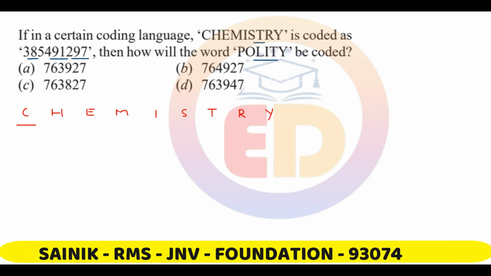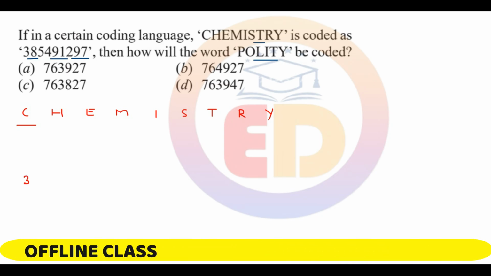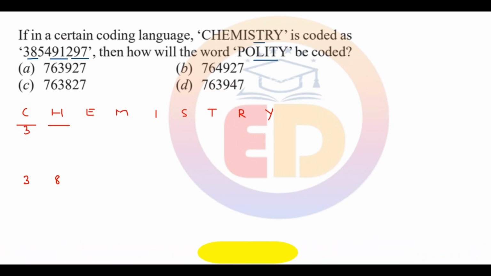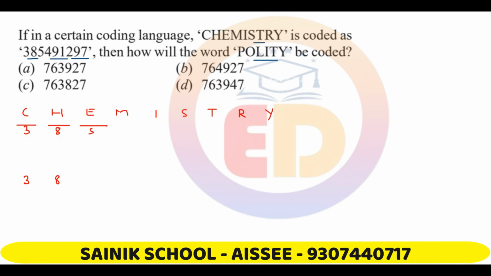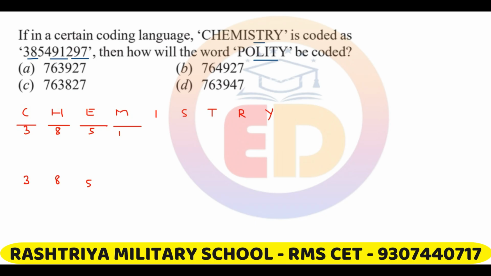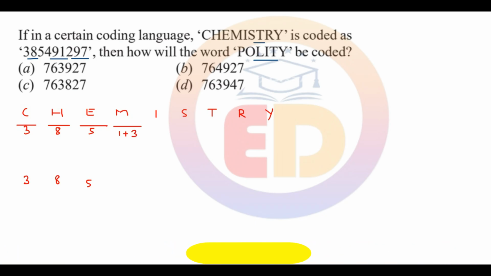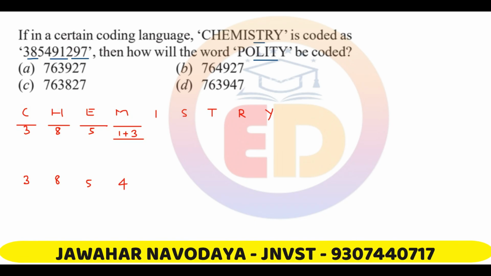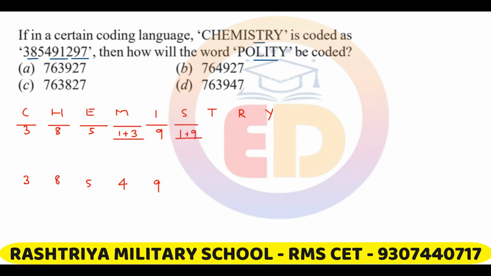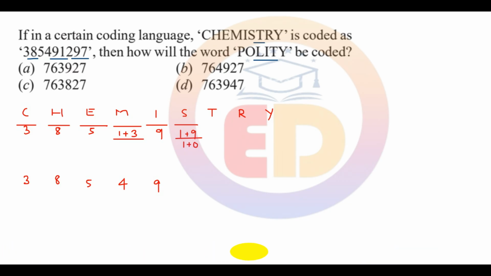The alphabetical order number, this is 3. This is given, H is 8. So 3 becomes 3, 8 becomes 8, 5 becomes 5. M is 13. They have added the digits 1 plus 3. They have given the code 4. I is 9, remains the same. S is 19. They have added 1 plus 9. This is 10. 1 plus 0. This is 1.